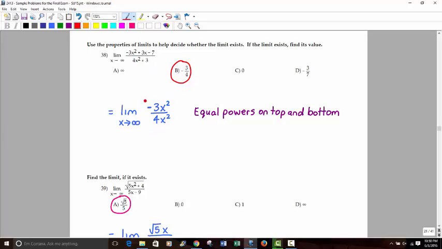In other words, anytime you're doing an infinity limit, you really can ignore all the other smaller powers. Obviously, algebraically, you can't do that. But when it's an infinity limit, you can do that. So therefore, it'd be -3 over 4.